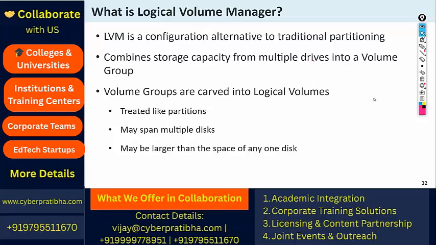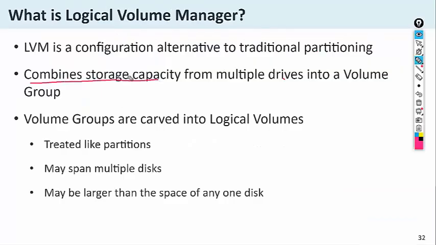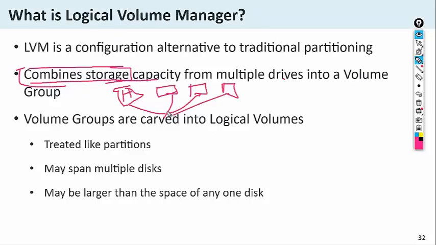So what is the feature of this LVM? The main feature is combining storage, combining multiple storages. What is the meaning of this? Like there is one hard disk, there is another hard disk, there is another hard disk. So you can add all the hard disks in one partition. So that is the reason: combining multiple storage and increasing the capacity as per the requirement. Whatever new drive you get, you can add this drive and later on you can use it.